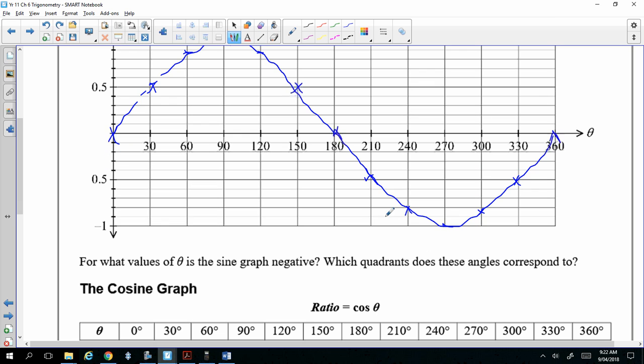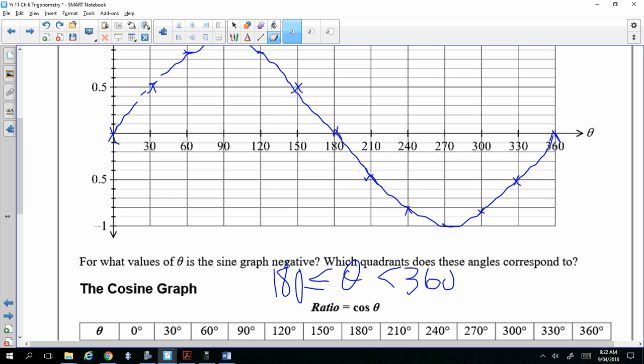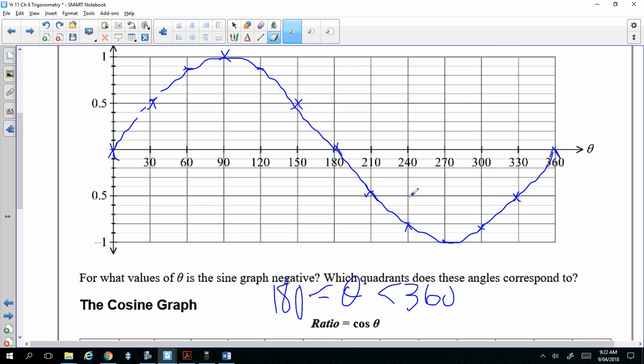And that's exactly corresponding, yep, come in. Exactly corresponding to the third and fourth quadrant as we expect, isn't it? In the third and fourth quadrant, sine is negative, right? Yep, third and fourth quadrant.